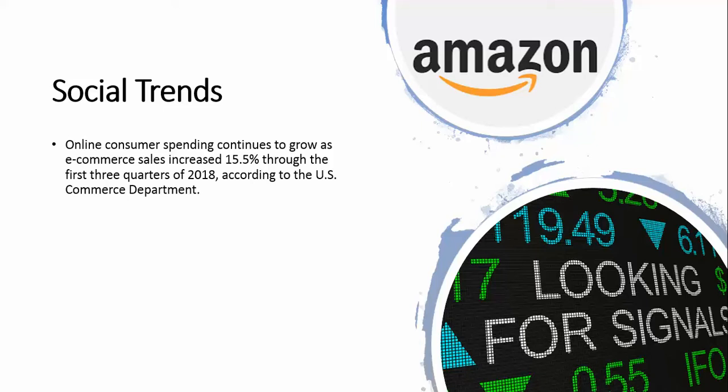We can look at the social trends. So for example, we can see that online consumer spending continues to grow as e-commerce sales increased 15.5% through the first 3 quarters of 2018. So we have some data here showing the trend over a specific period of time, and we have a legitimate source here according to the U.S. Commerce Department. It's important that you have sources that are not biased but are objective too when analyzing these trends.